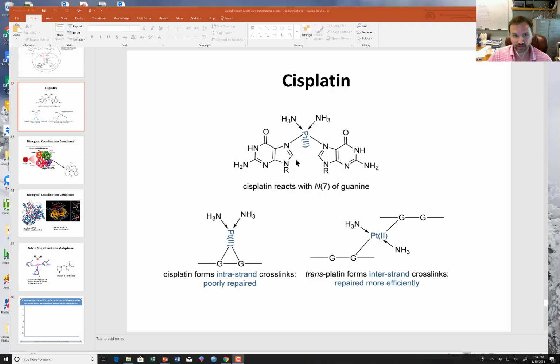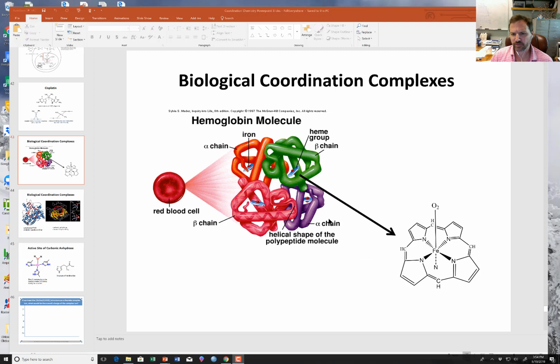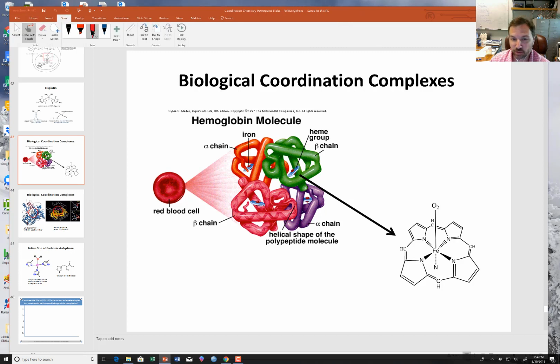And so we talked about how we have this coordination that takes place between the nitrogens in guanine and the platinum. And so what I wanted to do now is just go over a couple of additional examples, so we can go back to our hemoglobin example that we talked about in our equilibrium chapter, as well as in our acid-base chapter. And now we are better equipped to describe the bonding that's taking place in the heme unit.